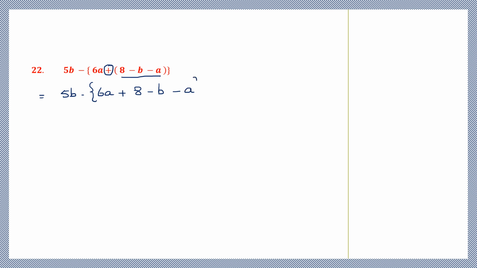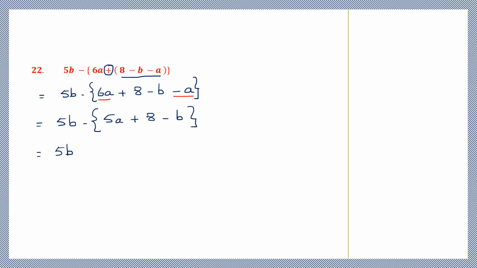So common brackets are removed. We put back the curly brackets. So let's continue. 5b minus. We're going to simplify what is inside. So 6a minus a. 6 minus 1 is 5. So that is 5a plus 8 minus b and close the curly bracket. So now we can remove the curly brackets.